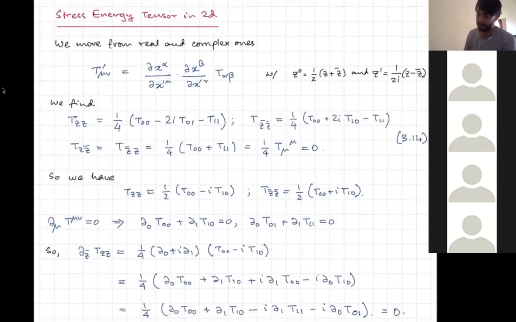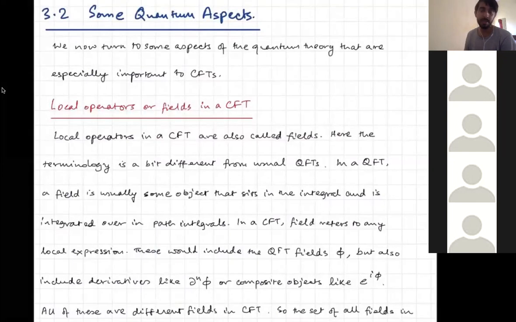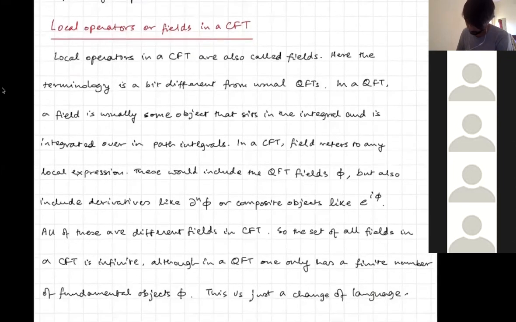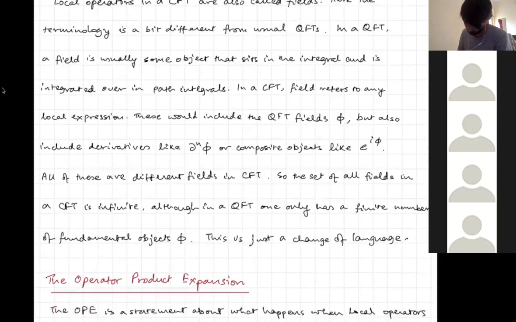So for the rest of the class, what I want to do today is actually look at some quantum mechanical aspects. So far, most of the stuff that we have done is classical. Some of it is not, but I want to clarify a few things in the class today. So we are going to turn to some aspects of the quantum theory that are especially important in a CFT. Okay. So firstly, what are local operators? That's the first thing that I want to address now.